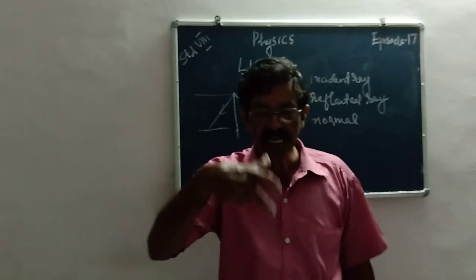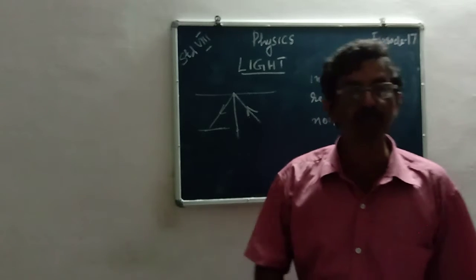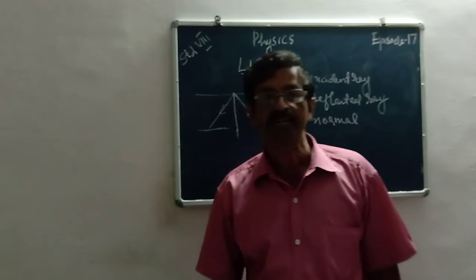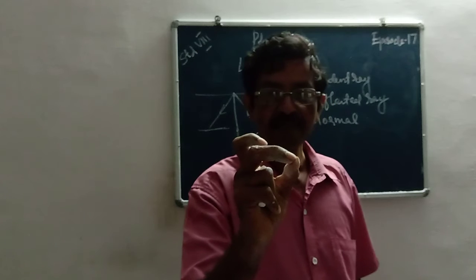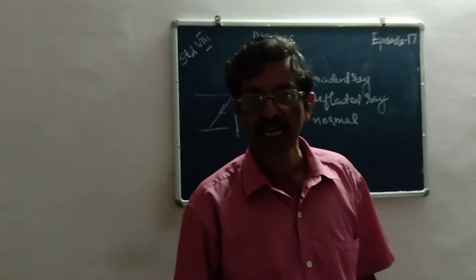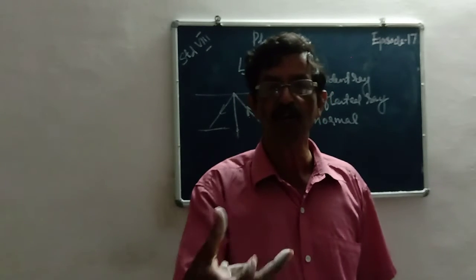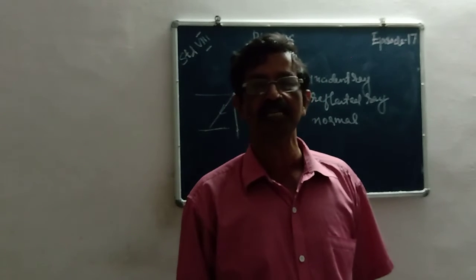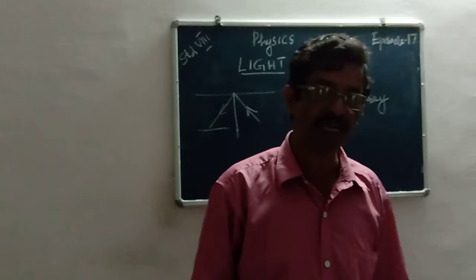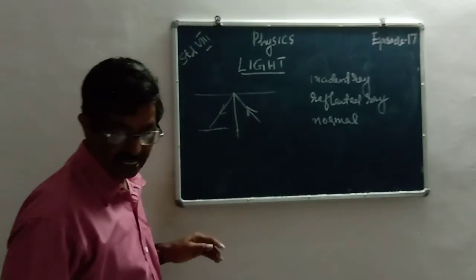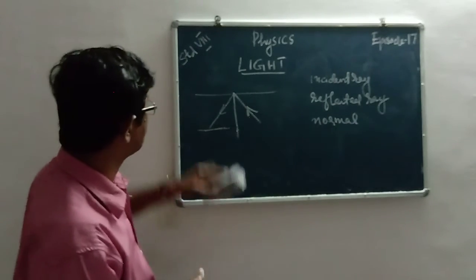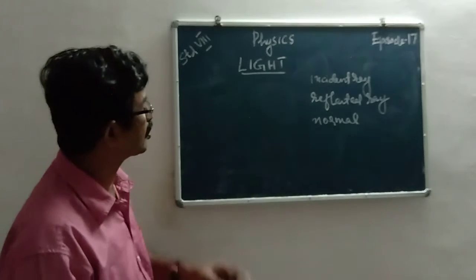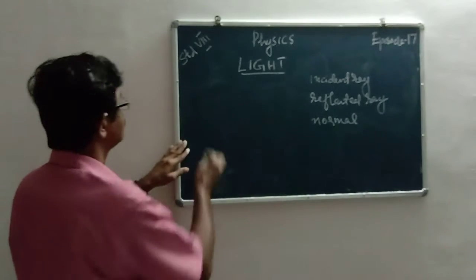From this we conclude that the incident ray, the reflected ray and the normal which we drew at the point of incidence to the surface are in the same plane. That means this is another law of reflection. This is another law of reflection. What does it say?